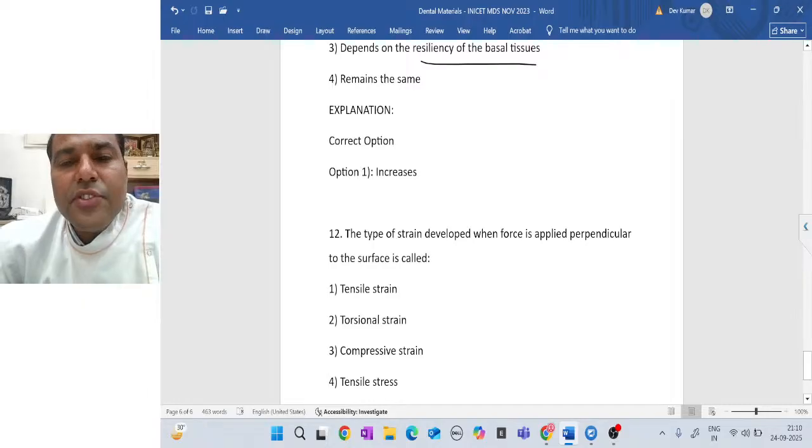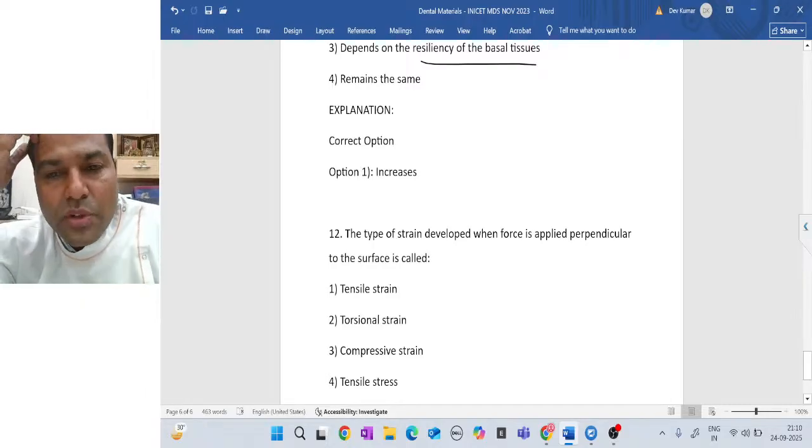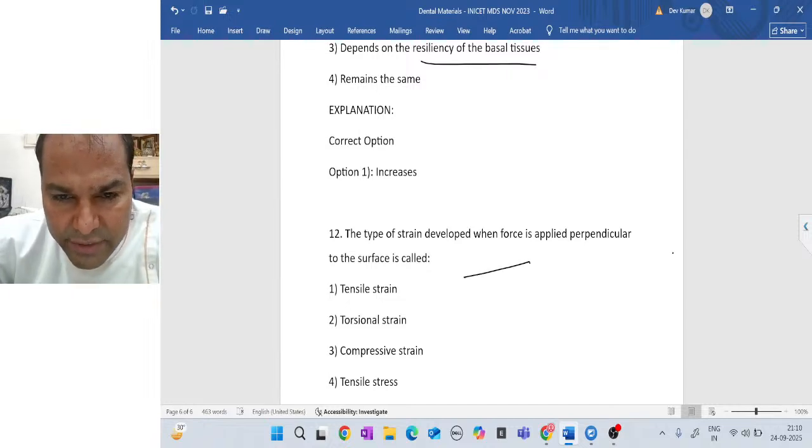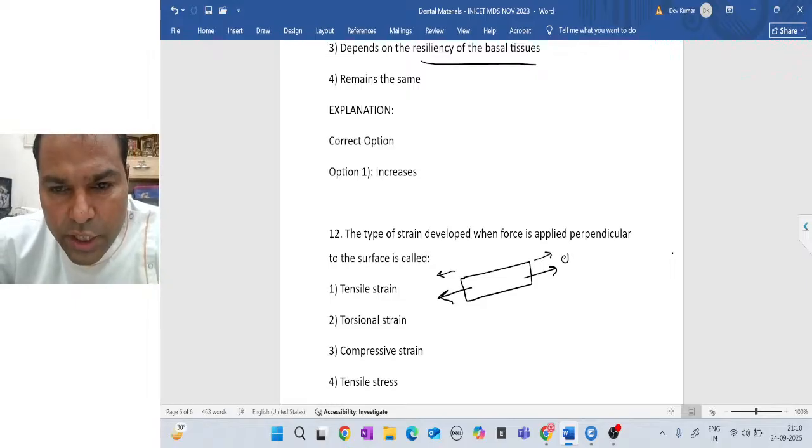The type of strain developed when the force is applied perpendicular to the surface. Okay, let us see. Tensile is when the force is applied in equal and opposite direction and then tends to elongate or lengthen the body. So that means it is under tensile or tension.